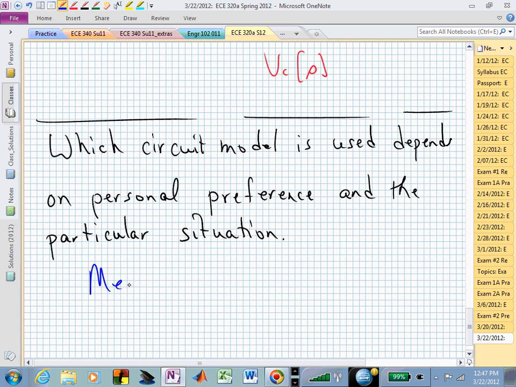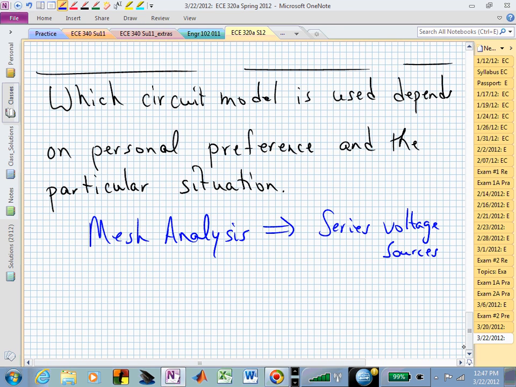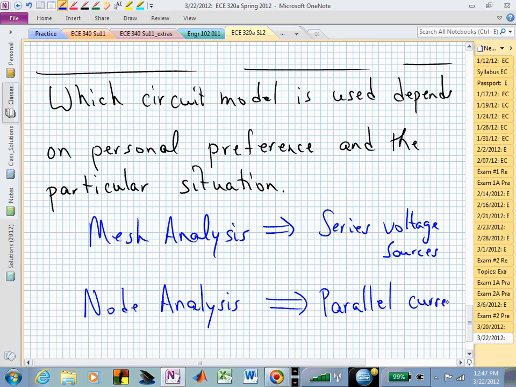Meaning, if we want to do mesh analysis, then we simply go up and we find those models that contain the series voltage sources. And that keeps everything in the same mesh. If we wanted to do node analysis, we do just the other circuit realization, which is the parallel current source model.